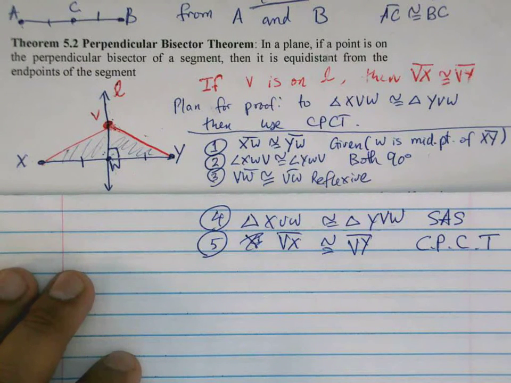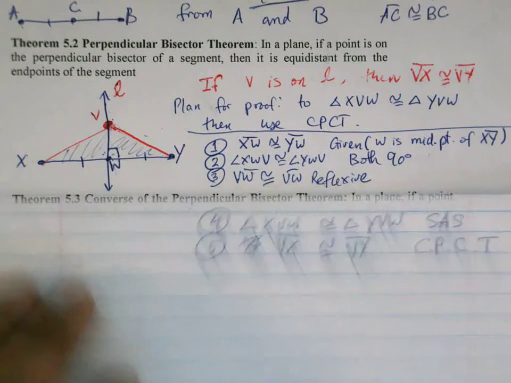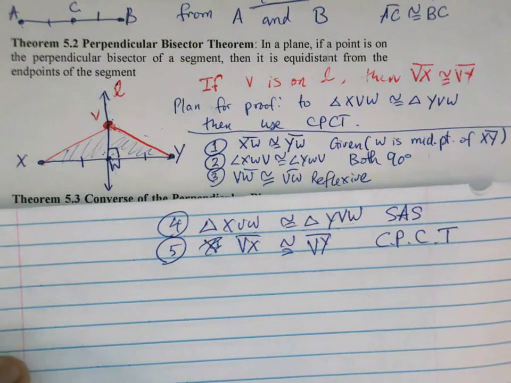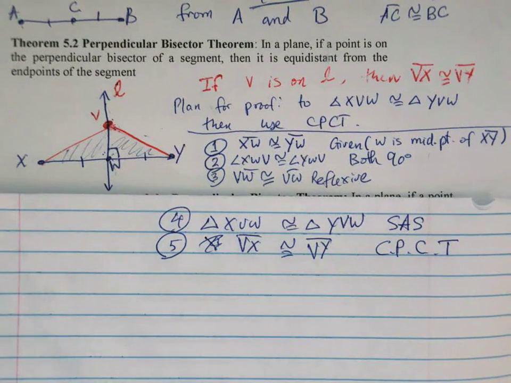I'm going to end this video here before we go on to the converse and all these other more difficult and challenging parts. I'll just say here that again, this is a proof that just reuses the idea of triangle congruence, and that's such a big and important part of this.